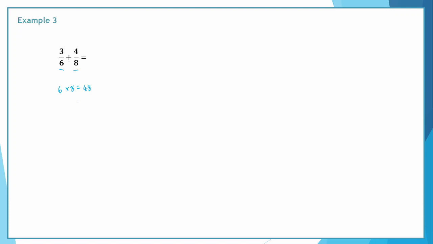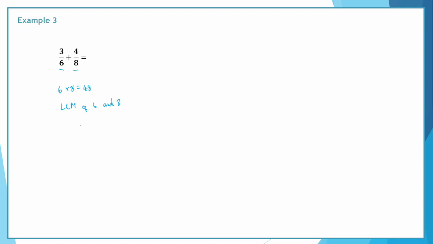But I just want to do a slightly different method here. So instead we're going to look at the LCM. Just like we did in lesson 4 of this course, if you're not sure how to find the LCM, go back and check out lesson 4. So we're going to find the LCM of 6 and 8.